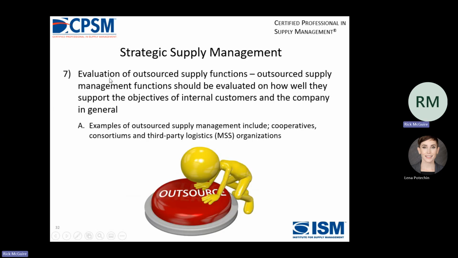Strategic supply management, evaluation of outsourced supply functions. Outsourced supply management functions should be evaluated on how well they support the objectives of internal customers. Examples of outsourced supply management include cooperatives and consortiums, third-party logistics, which is what we would call our MSS organizations, etc.